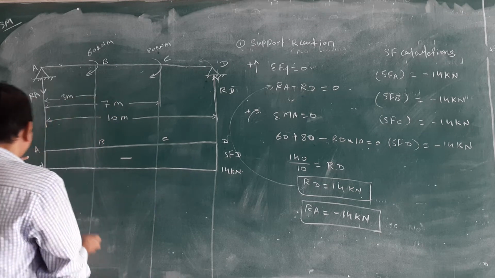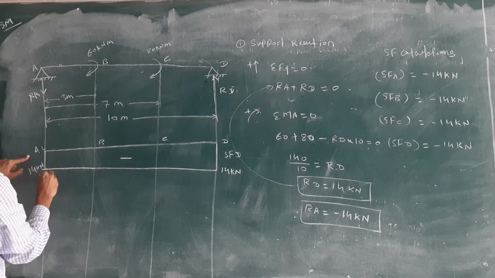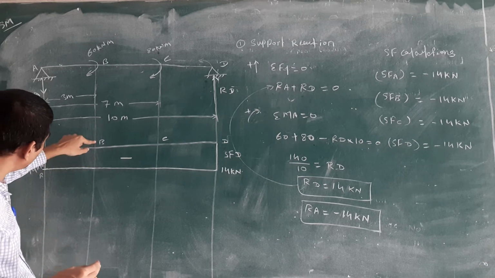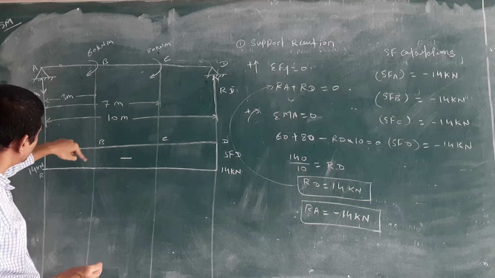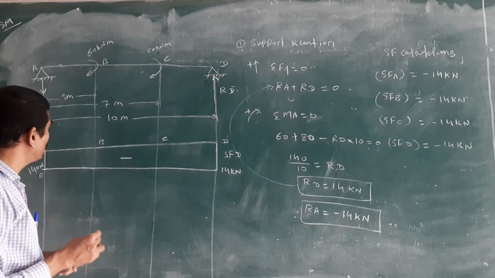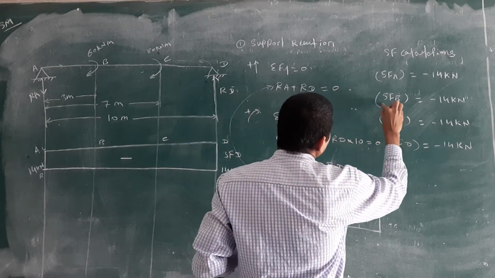A and D, check that. At the left side of A, you will get 0, and on the right side you will get minus 14 kilonewton. For point B, where the couple is, in the SFD you will get only 1 point. Then you should write here SF at B only.